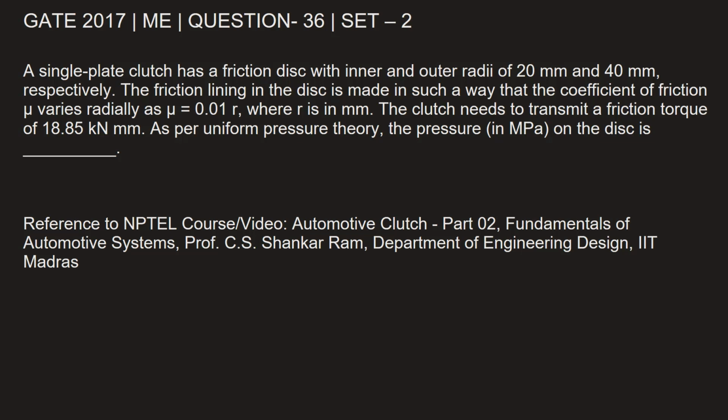The friction lining in the disc is made in such a way that the coefficient of friction mu varies radially, as mu is given as 0.01 R, where R is in millimeters. The clutch needs to transmit a friction torque of 18.85 kN millimeter. As per the uniform pressure theory, the pressure in megapascal on the disc is dash.